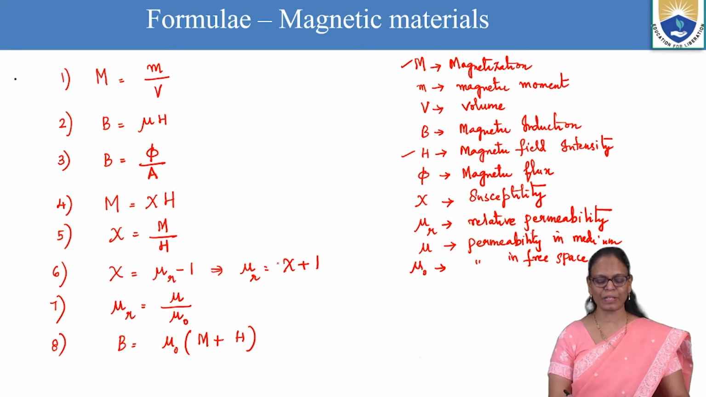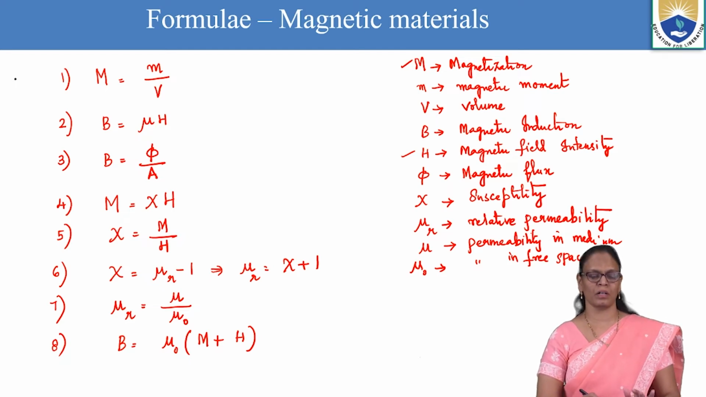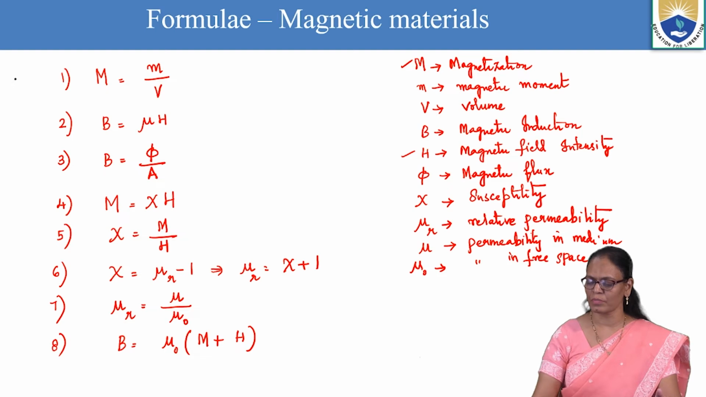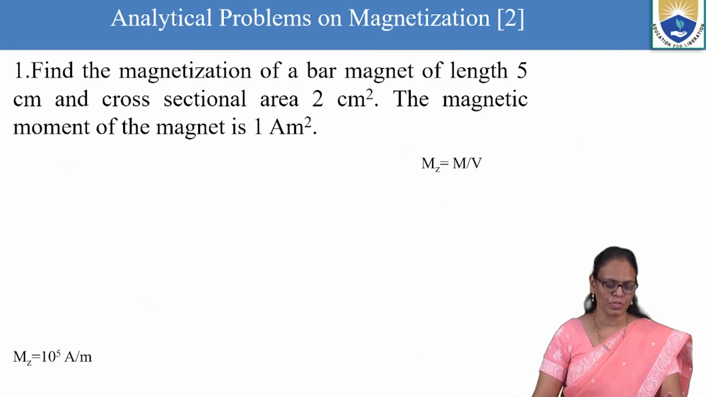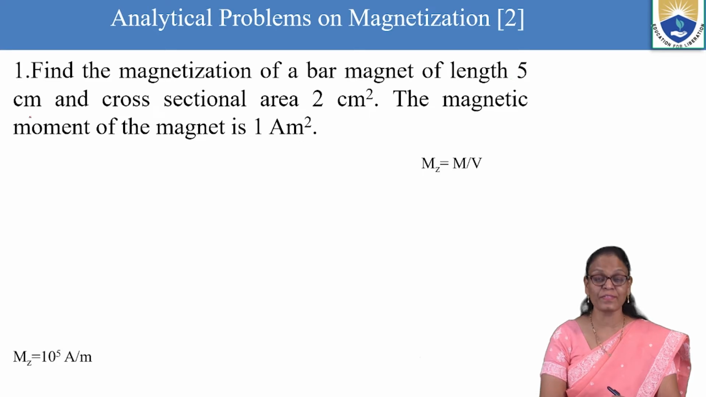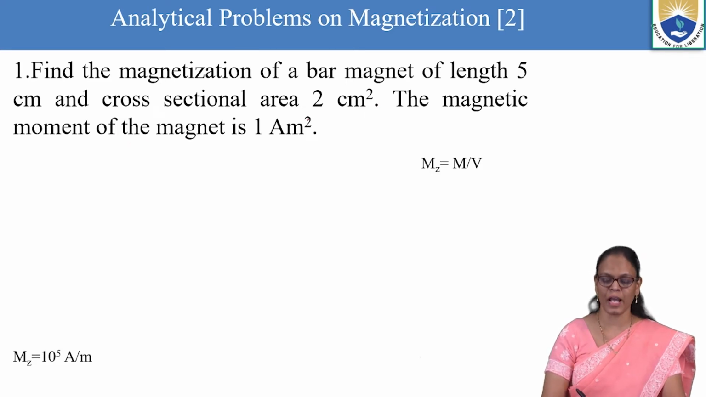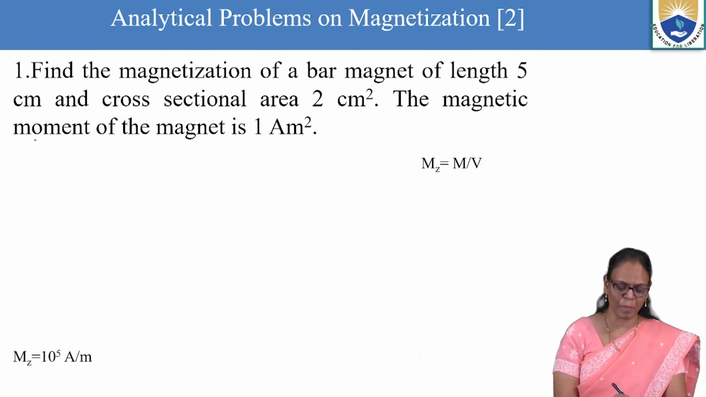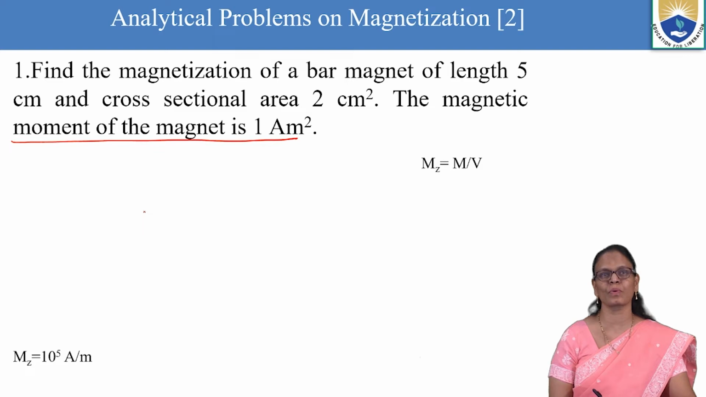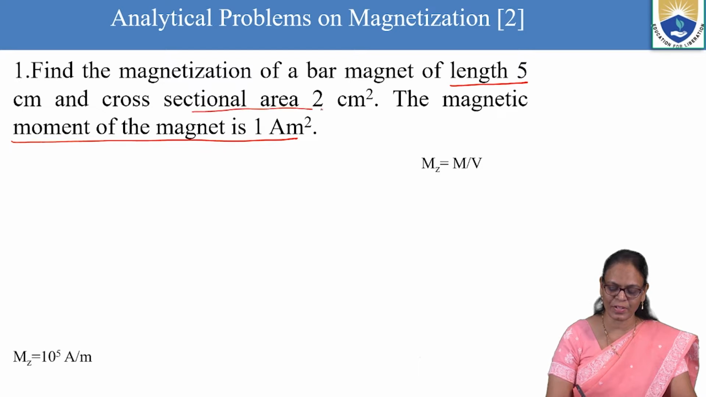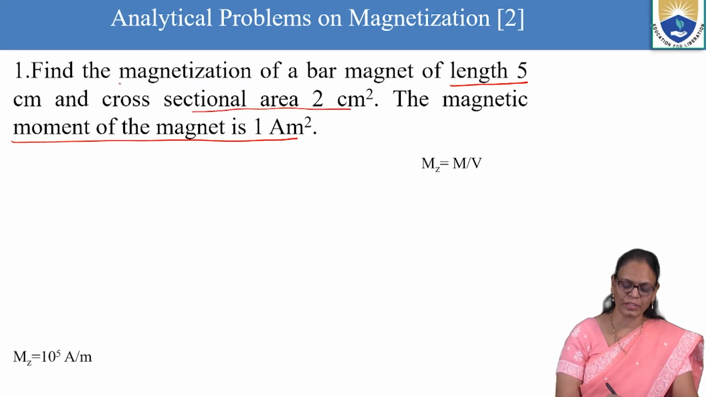Most of the time we'll be using these formulae to solve the numericals. The first one: find the magnetization of a bar magnet of length 5 centimeter and cross-sectional area 2 centimeters square. The magnetic moment of the magnet is 1 ampere meter square. Length is 5 centimeter, cross-sectional area is 2 centimeters square, and we have to find the magnetization.